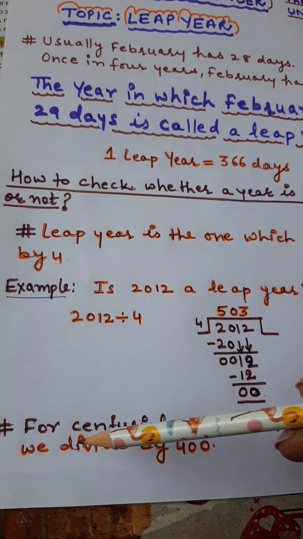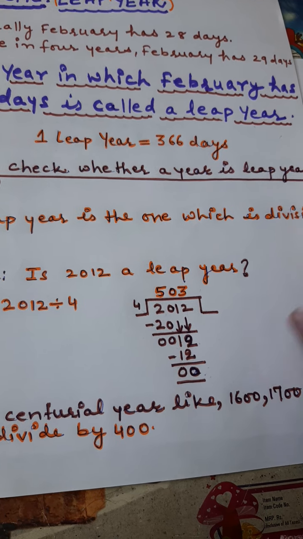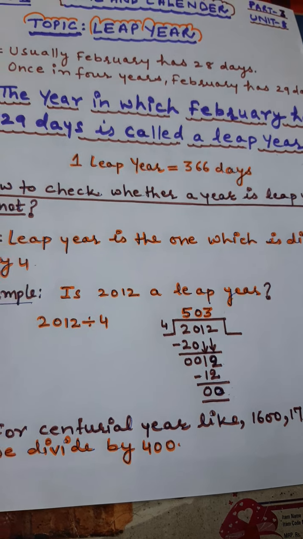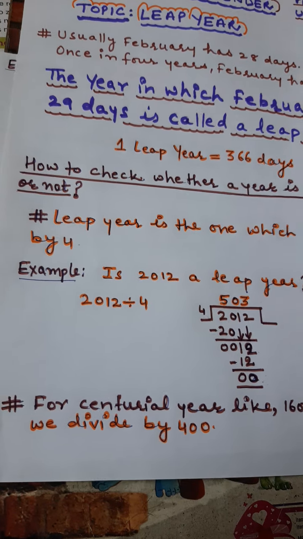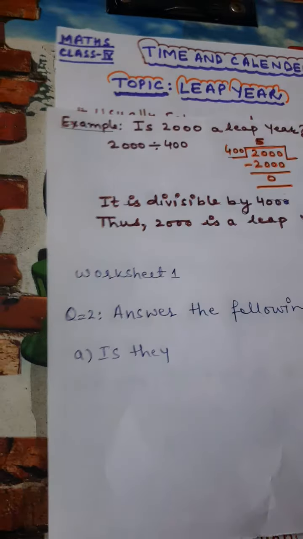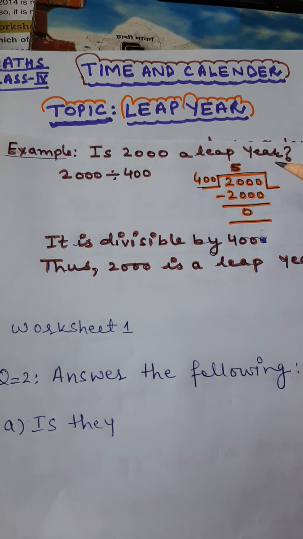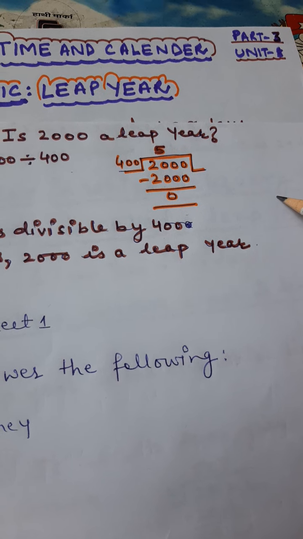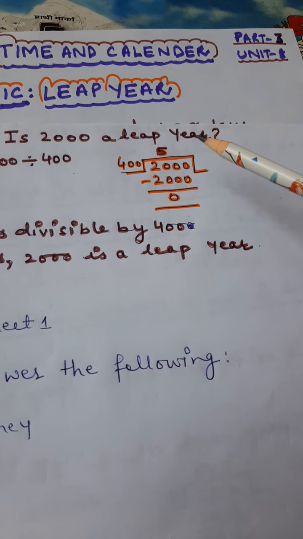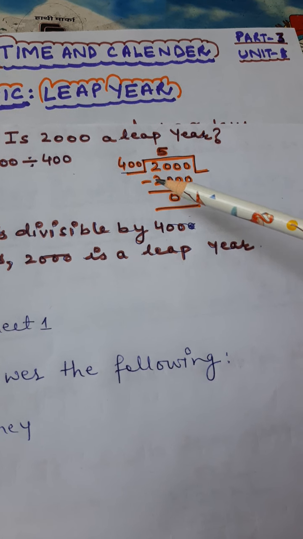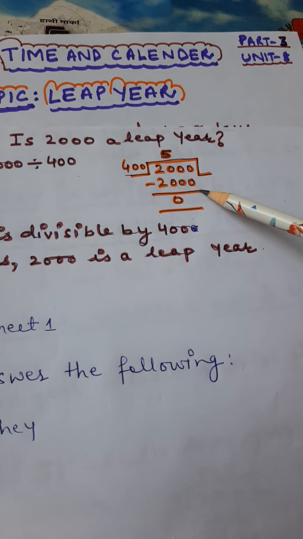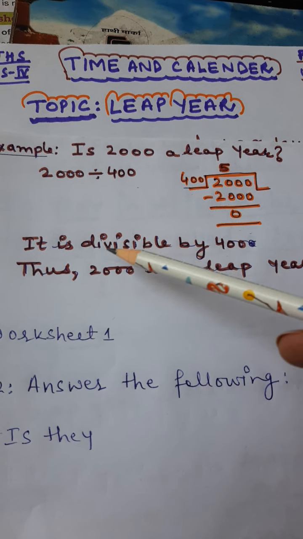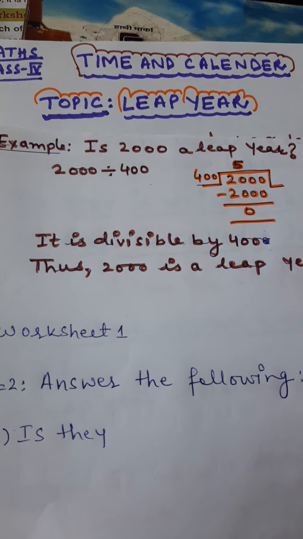But there is an exception for centurial years. Centurial years means years like 1600, 1700, 1800, 1900, 2000. For years like this, we divide by 400. Let us understand this also by taking one example. Is 2000 a leap year or not? We will divide 2000 by 400. To divide it, you can make a table, or you can multiply by any number, that is, you can use the trial method. Now if you multiply 400 by 5, you will get 2000. So 2000 is completely divisible by 400 because the remainder is 0. So because it is divisible by 400, 2000 is a leap year.